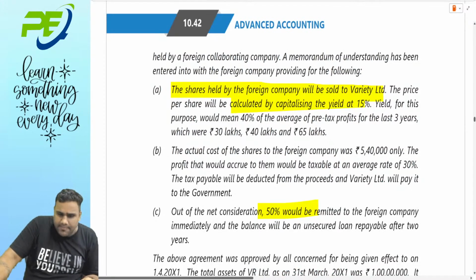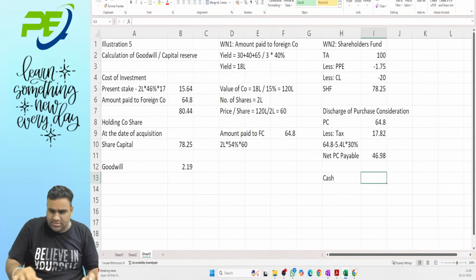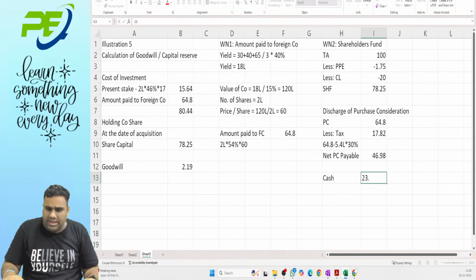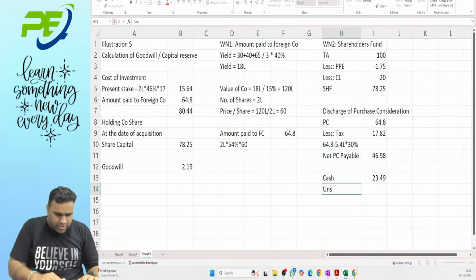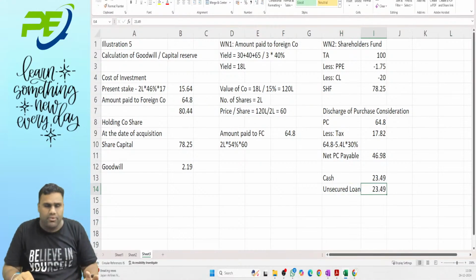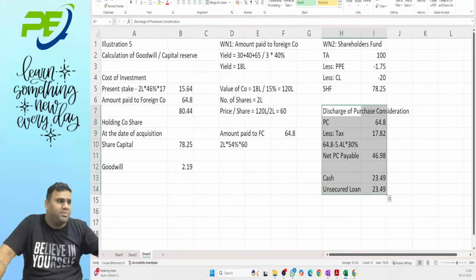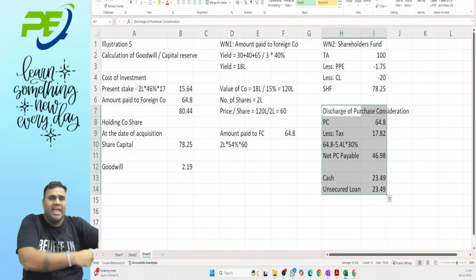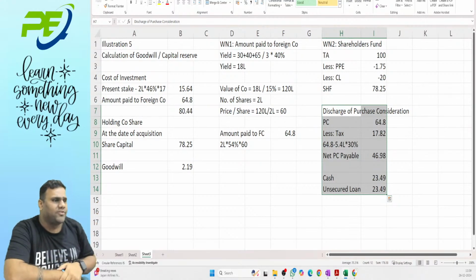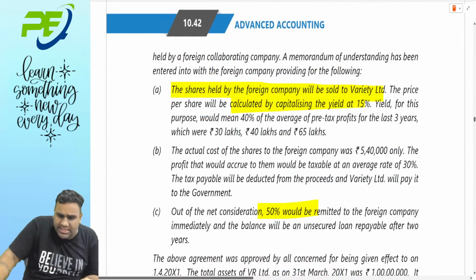And how will they pay? 50% immediately. So cash 23.49 and unsecured loan 23.49. They did not ask, but because they have given so much extra information, I am trying to highlight that this information is not affecting your goodwill. Tax, is it affecting goodwill? No. The unsecured loan or cash, is it affecting the goodwill? No.